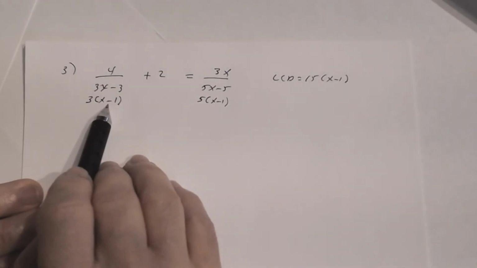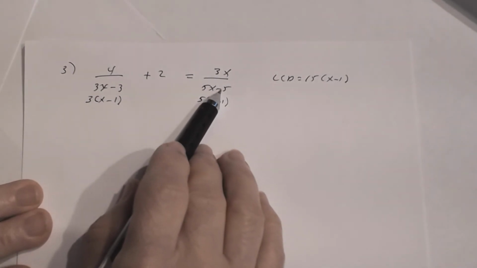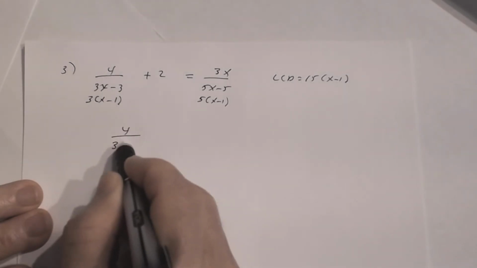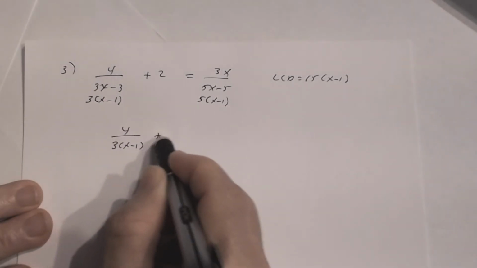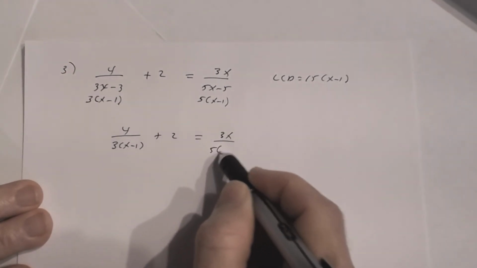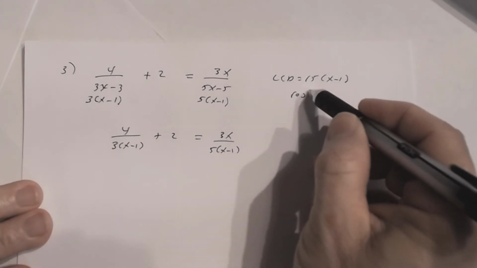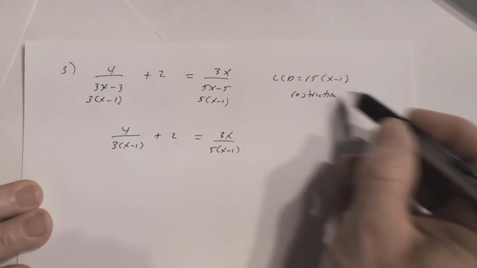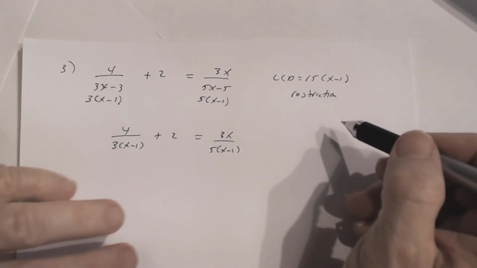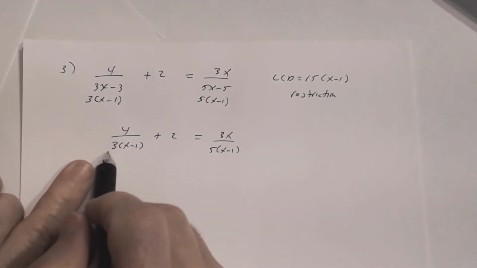It's important you use the factored form and not the original, so you don't end up doing something incorrectly. So we have 4 divided by 3 times x minus 1, plus 2, equals 3x divided by 5 times x minus 1. All right, now one thing I forgot to do is find the restriction. So let's go ahead and quickly find the restriction. Remember you have to look at all of your denominators, and let's just look at the factors for each of those.